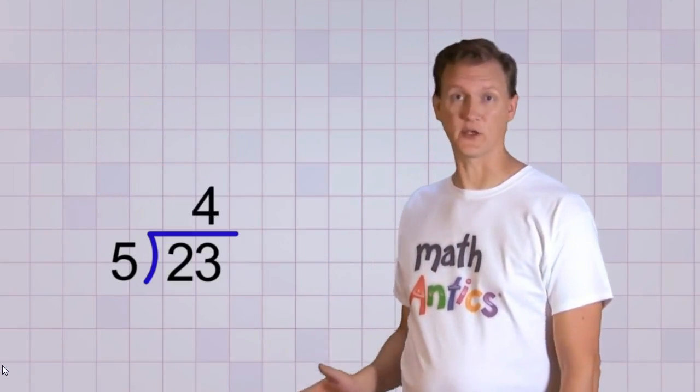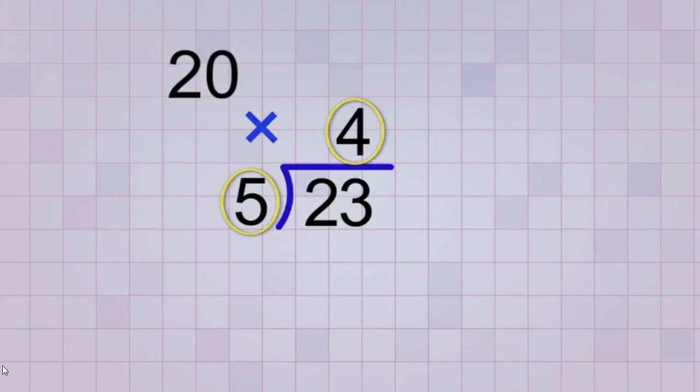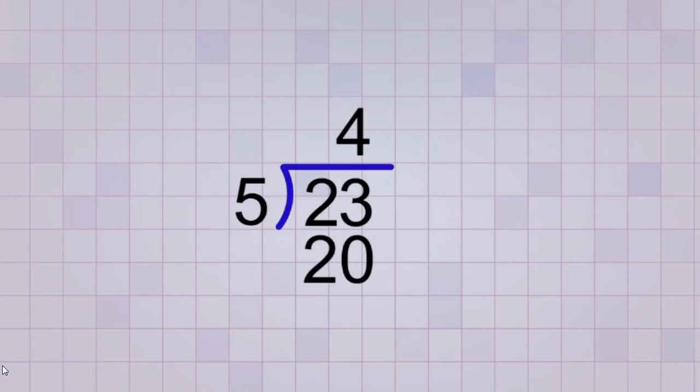So let's put that on the answer line. Next, we need to do the step where we multiply the answer, 4, by the number of groups, 5, and we get 20, which we'll write below the number we're dividing up, 23. Now we subtract those numbers to see what our remainder is.